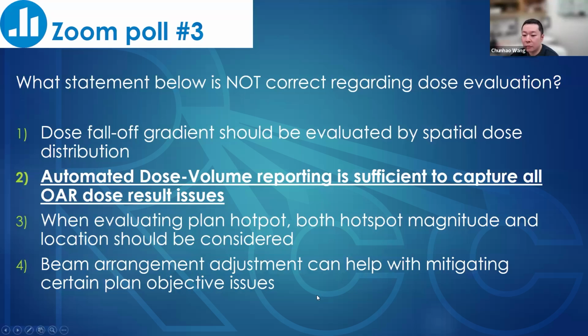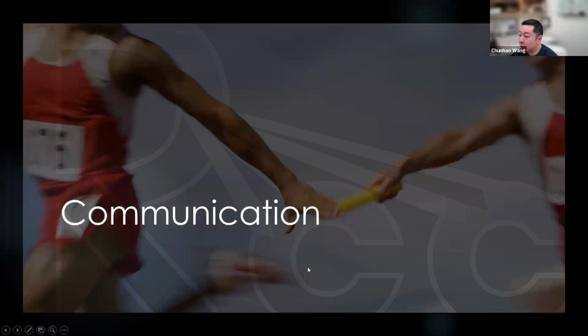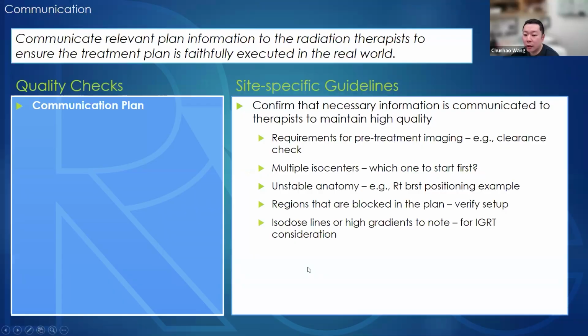Okay, so let's move on to the last section, communication. In terms of a communication plan regarding a specific patient treatment, we confirm that necessary information is always communicated to therapists to maintain a high quality. Here we have a few examples that need prompt communication with the therapist. First, we can make requirements for pre-treatment imaging, such as the clearance check. 2, if the plan has multiple isocenters, sometimes the order matters. We can tell them which one to start first.